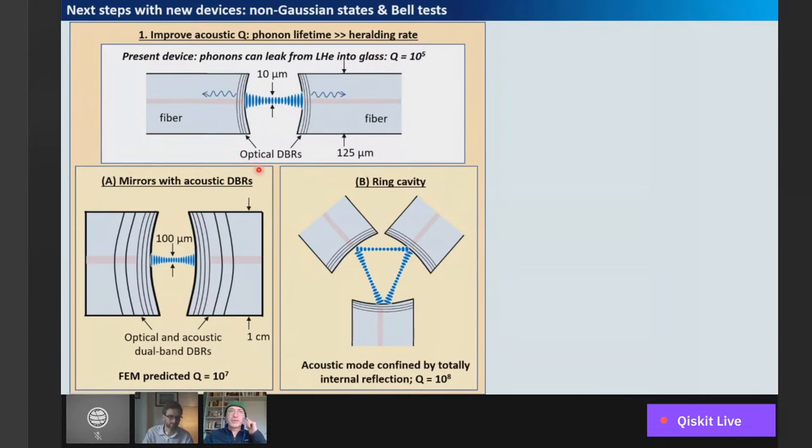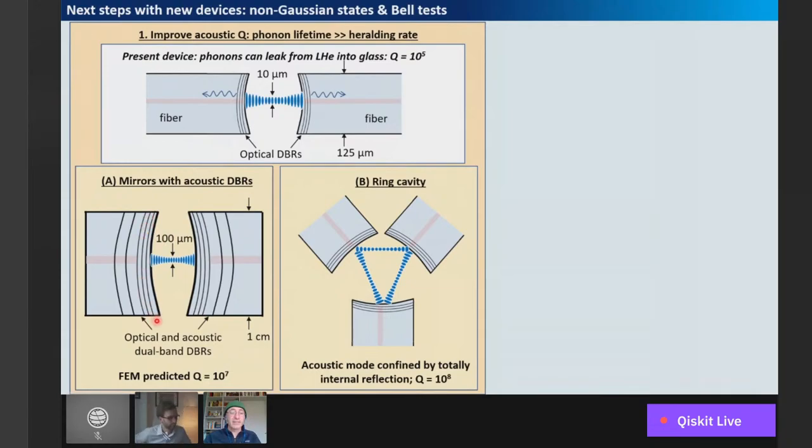Approach number two is to make the acoustic modes much higher Q, so high that they don't really care about the temperature of their bath. Like, they're very weakly coupled to the bath. In fact, the Qs of our acoustic modes are pretty modest, 10 to the 5, because the only way they're confined is by the acoustic impedance mismatch between helium and glass. So sound waves mostly, if they're in helium, don't want to go into glass, but eventually they do, and that limits their quality factor. So we have two approaches to solving this, one of which we're already building now in our device, in our lab.